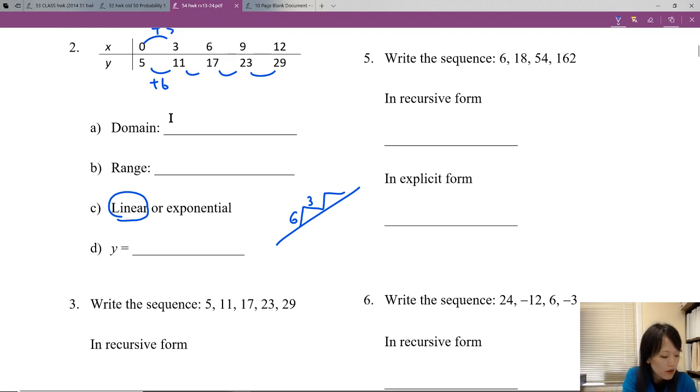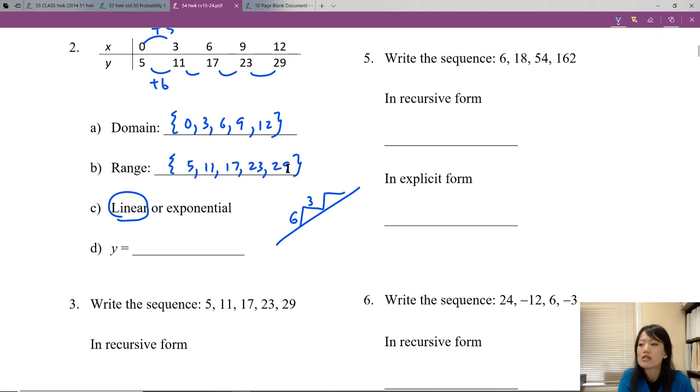So my domain, you write it out as 0, 3, 6, 9, 12. Your range, you write all the y values, which is what? 5, 11, 17, 23, 29. It's linear or exponential? Linear, as we said, right? And what's our linear expression? This is easy, because they give you the y-intercept. 0, 5 is given. What's the slope?